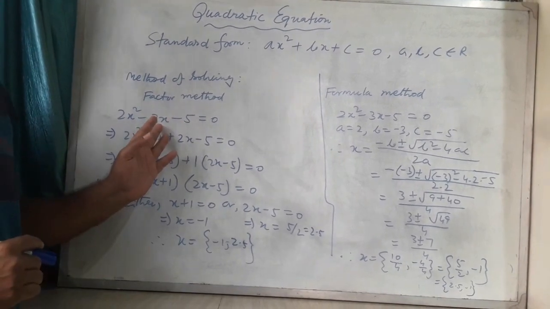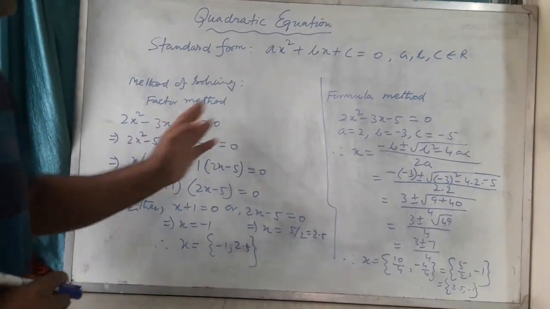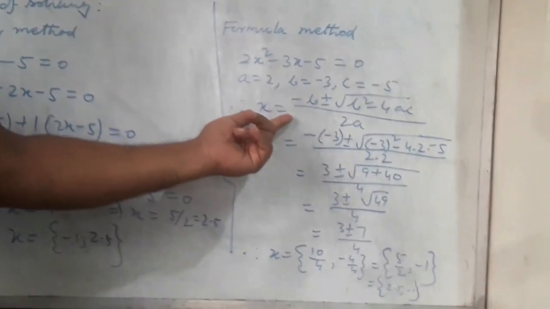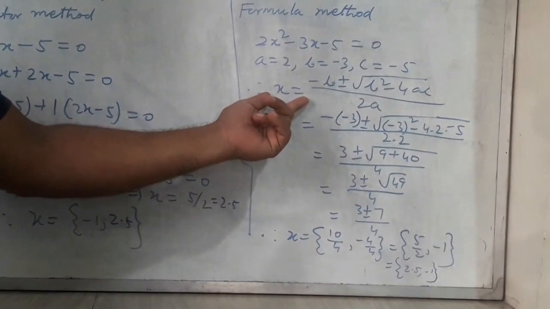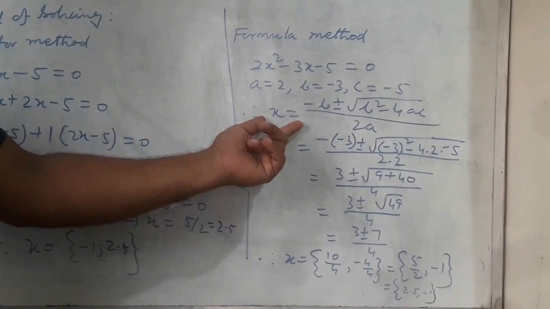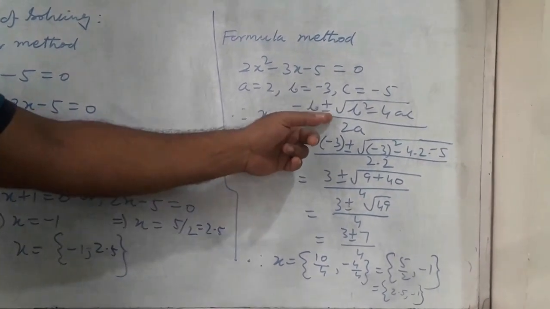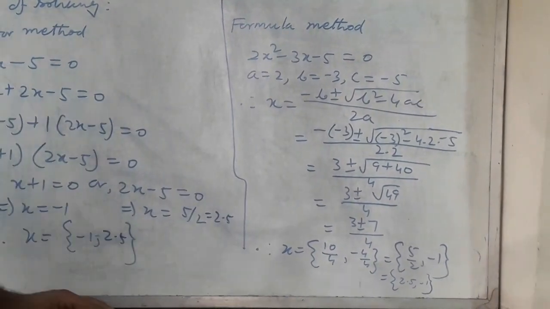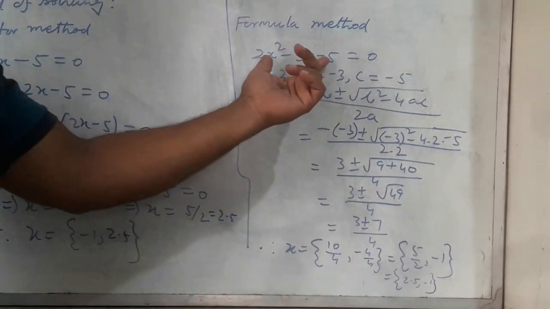The same equation I have taken in the second case also, formula method. So the formula is this one in this case. This is known as Sridhara-Acharya's formula. x equals to minus b plus minus root over b square minus 4ac, by 2a. So the equation is the same.